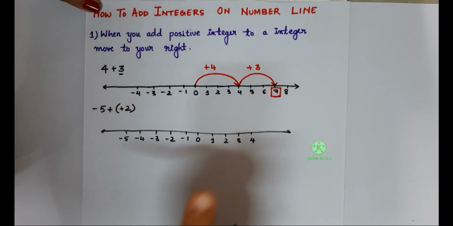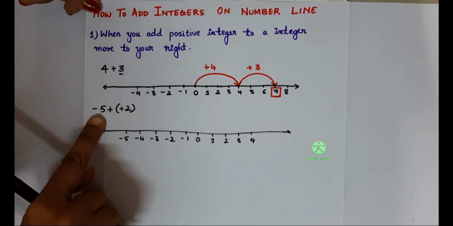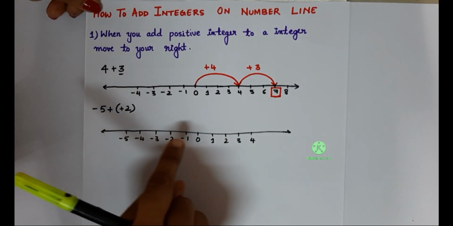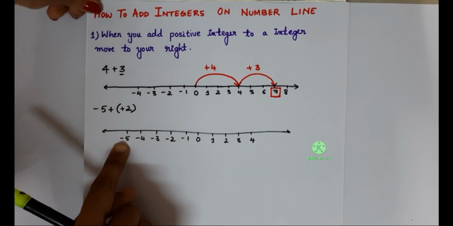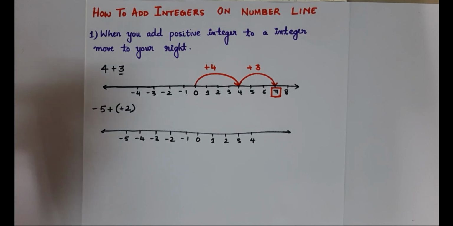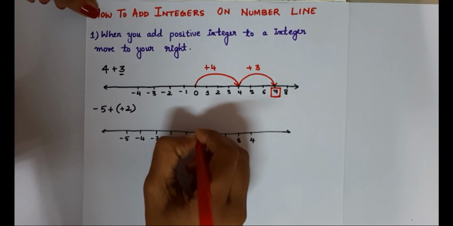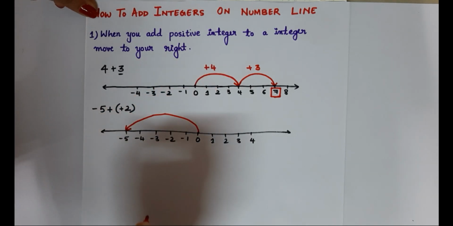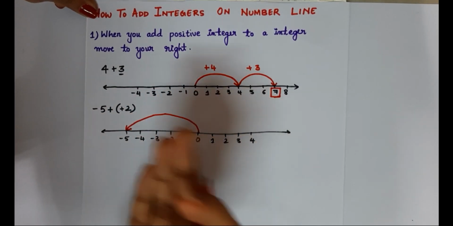Okay, so first see what is the number: minus 5. So it is a negative integer. Negative integers are to the left of 0. So first from 0 I have to go to minus 5. So 0 to minus 5. Now whether we are supposed to move to the right or left.